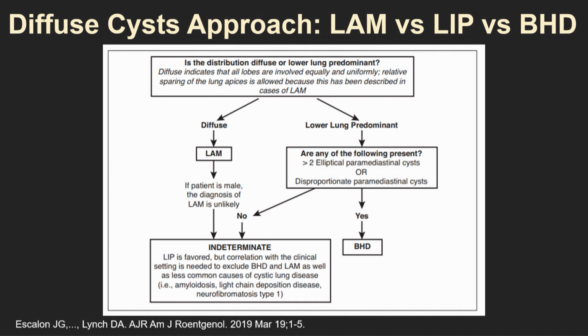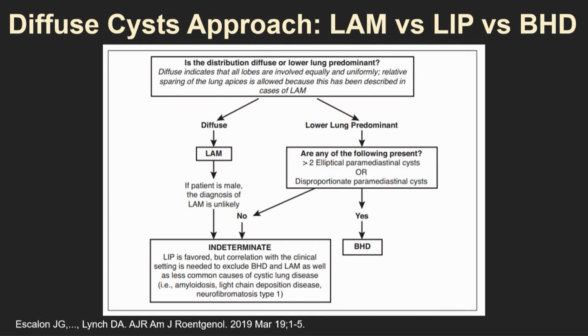And actually it's pretty good, but this is not the approach that I use, but other people like this approach because it's sort of a more structured framework. This was actually published by Escalon and Lynch, so these are my former colleagues at National Jewish. They took LCH, pulmonary Langerhans cell histiocytosis, out of it, because again, it looks so different. So once you take LCH out, then you're left with lymphangiomyomatosis, LIP, and Birt-Hogg-Dubé syndrome.